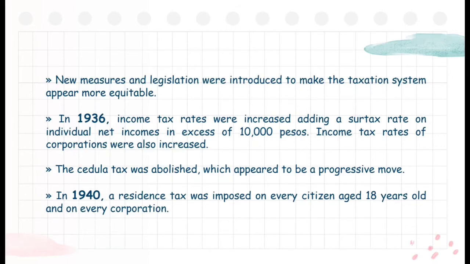everyone. In 1936, income tax rates were increased, adding a surtax rate, or a tax levied on top of another tax, on individual net incomes in excess of 10,000. Income tax rates of corporations were also increased. Also in the year 1936, the cedula tax was abolished, which appeared to be a progressive move.